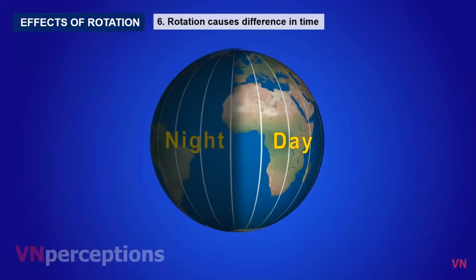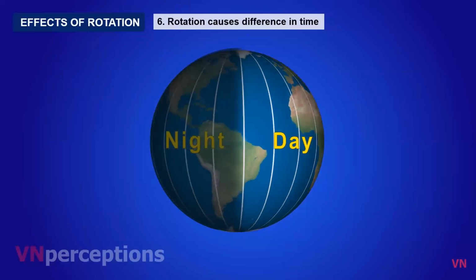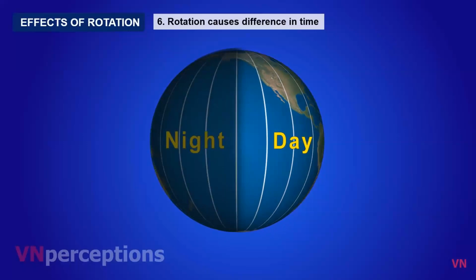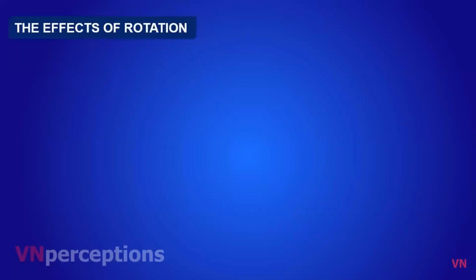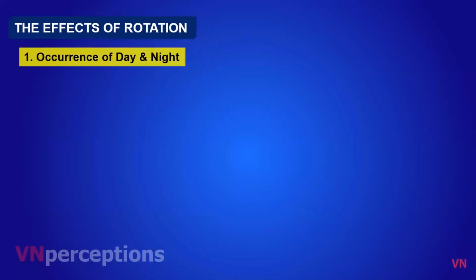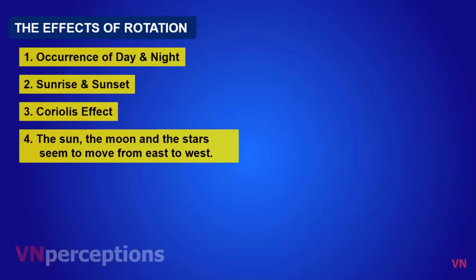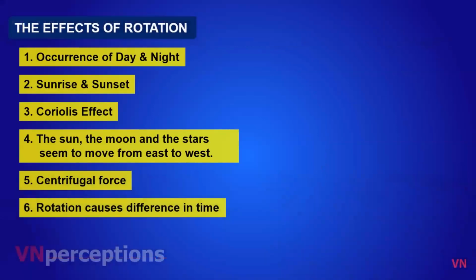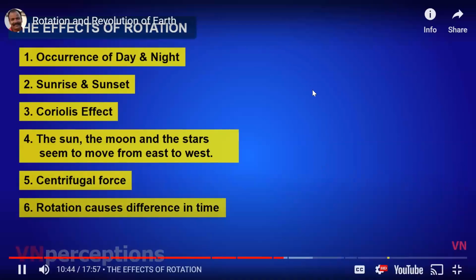The rotation and revolution also causes seasons and variation in the length of day and night, and we are soon going to learn that. So let us summarize the effects of rotation. The effects of rotation are occurrence of day and night, sunrise and sunset, Coriolis effect. The sun, moon, and the stars seem to move from east to west, centrifugal force, and we have seen rotation causes difference in time.